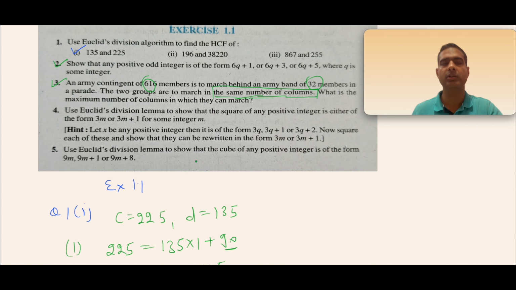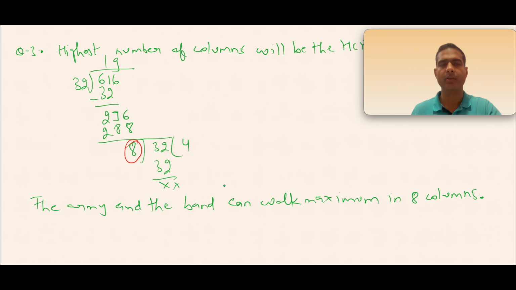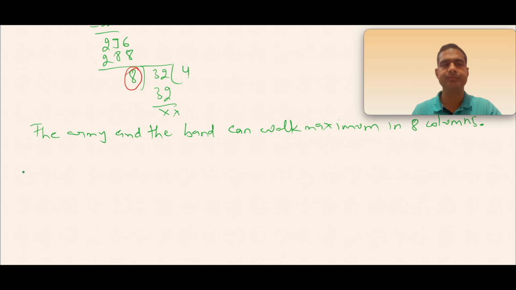Use Euclid's division lemma to show that the cube of any positive integer is of the form 9m or 9m plus 1 or 9m plus 8. So this we can try. So question number 5. We have to show that the cube of any positive integer is of the form 9m or 9m plus 1 or 9m plus 8. So we have to cube the number.